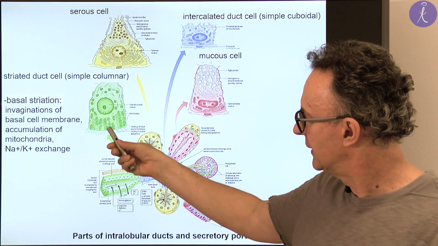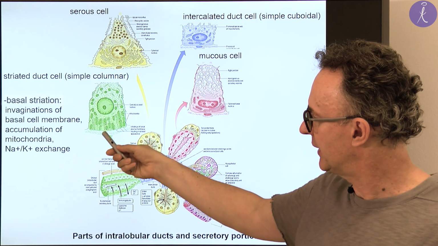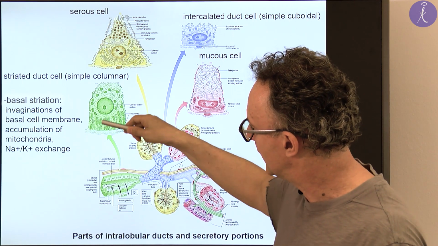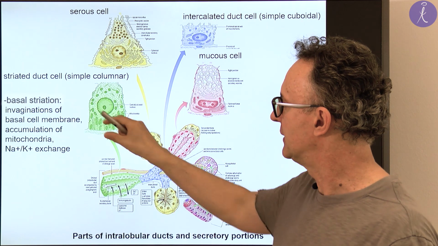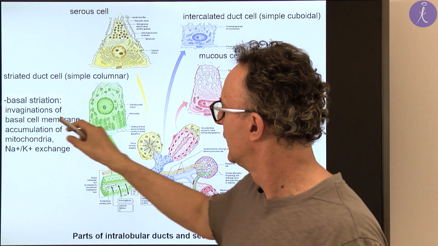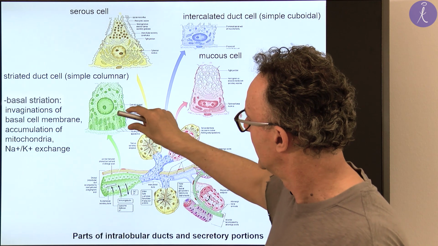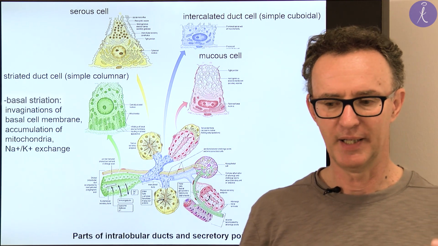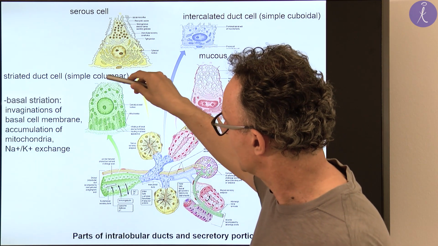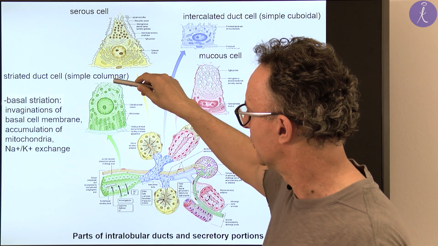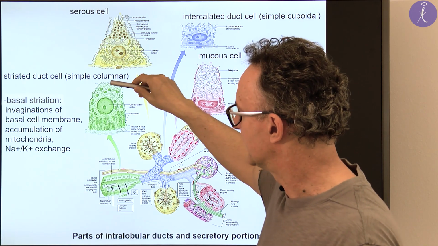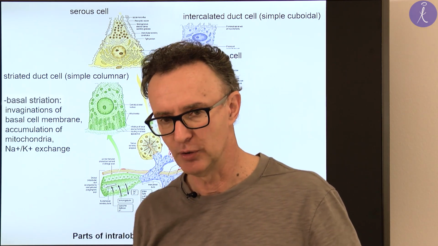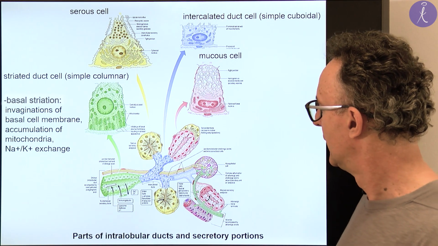But if you look at the green, with larger magnification on this schematic drawing, you see that at the bottom we see mitochondria accumulation. Between them we have invagination of the basal cell membrane, and this phenomenon is called basal striation, because it is on the bottom of the cell. This way, from the mitochondria, we are able to gain more ATP, which is required for the pumps, which are located in the apical portion, where we have the striated border in some cases. And this way, we are able to change the ion content of the saliva.